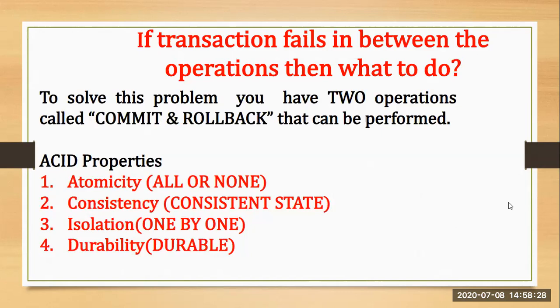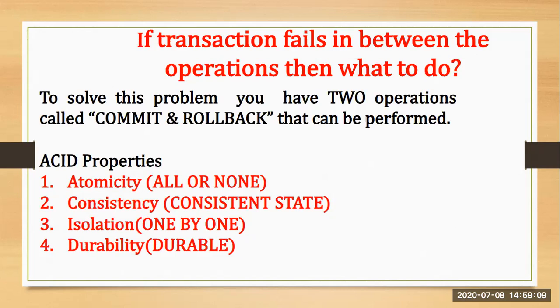Now the question arises: if your transaction fails in between, which operations do you have to do, and how are you going to solve this? Even if your transaction fails in between, you have two operations: commit and rollback. Basically, the main problem that can happen during a transaction is that the transaction fails at times before finishing all the operations. The reasons can be a power failure or a sudden system crash. This is a very serious problem, and it can leave your database in an inconsistent state.